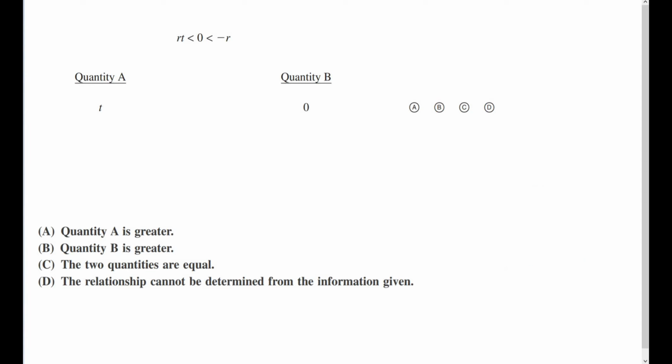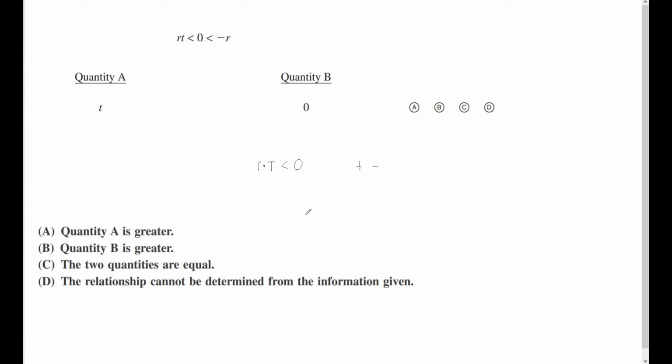Alright, great. The question has inequalities up here, and the inequality is r times t is less than 0, which is less than negative r. If we break these into two different things, we can understand them better, and that will help us answer this problem. First is that r times t is less than 0. This tells you that either r or t must be negative, and the other one must be positive. One of them has to be positive, the other one has to be negative.